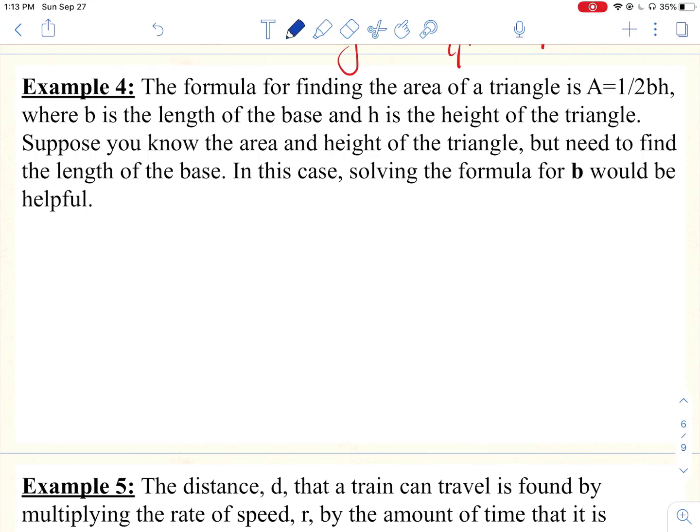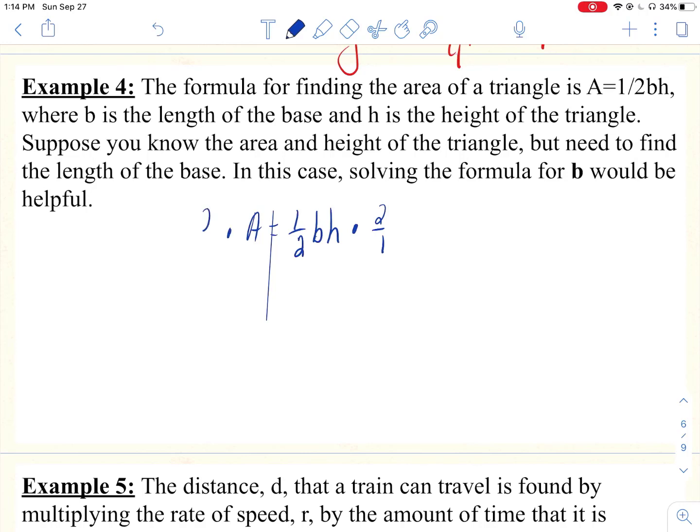Let's go ahead and rewrite our equation. A equals 1/2 b times h, 1/2 our base times our height. Our goal is to solve this for b. We want to get b by itself. The first thing we're going to want to do here is move this fraction to the other side. In order to do that, we're going to multiply by its reciprocal.